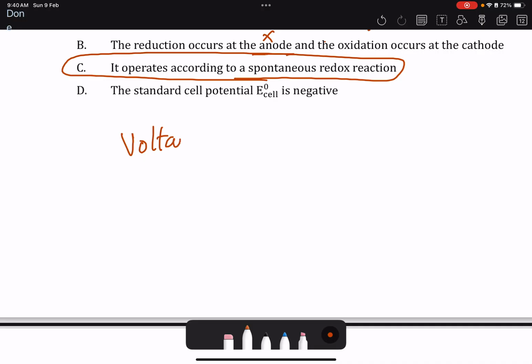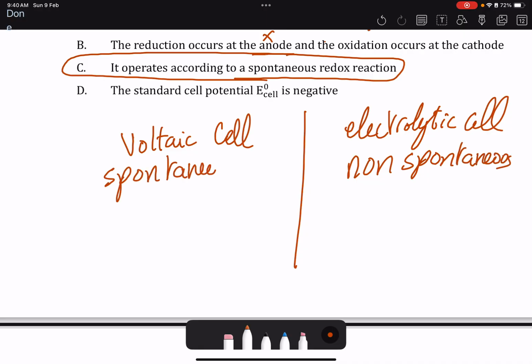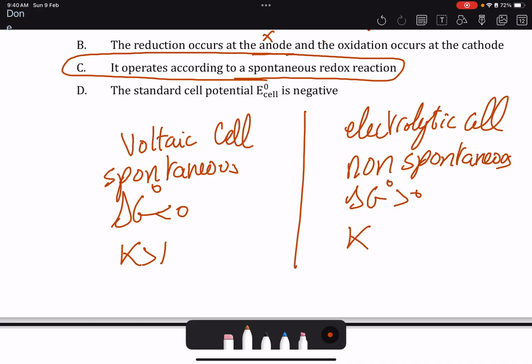Yes, a voltaic cell versus electrolytic cell. This is a non-spontaneous cell. This is a spontaneous cell. This one will have a delta G negative and a K above 1. This will have a delta G of positive and a K less than 1. The voltage here, the E cell, is going to be positive, whereas the voltage here will be negative.